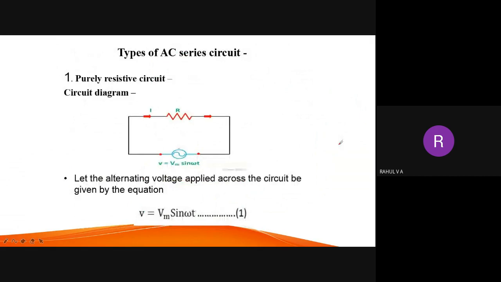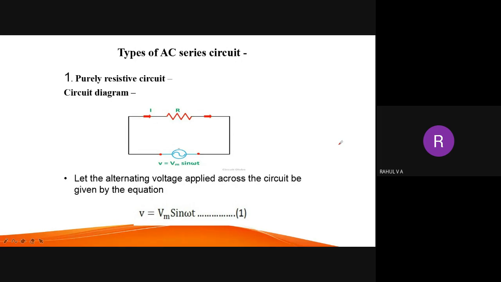First you have to draw the circuit diagram. Then you have to say that the input we are applying is Vm sin omega t. And then later you find out the current equation. In this case, it is voltage divided by resistance. So V divided by R.